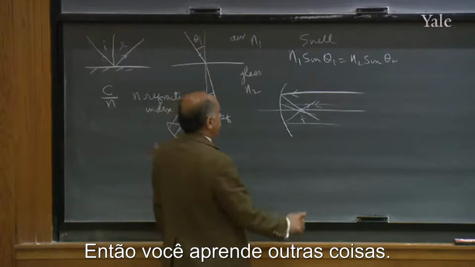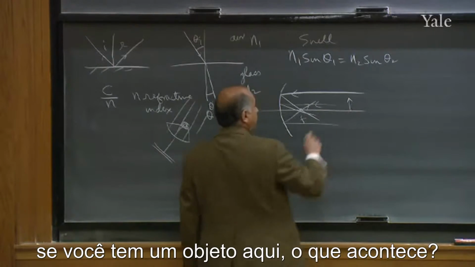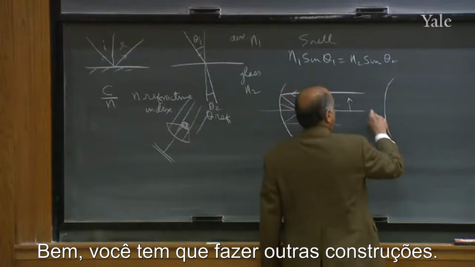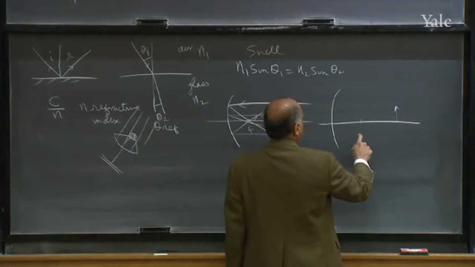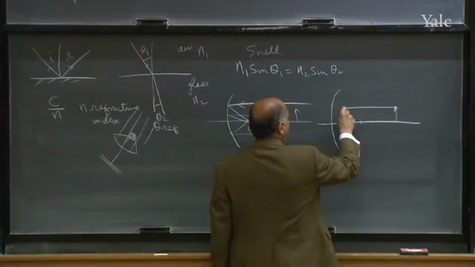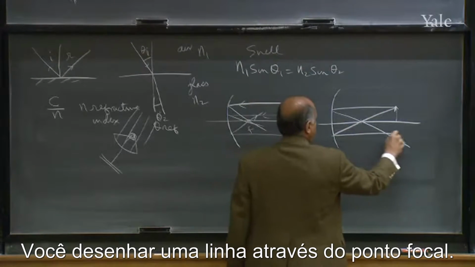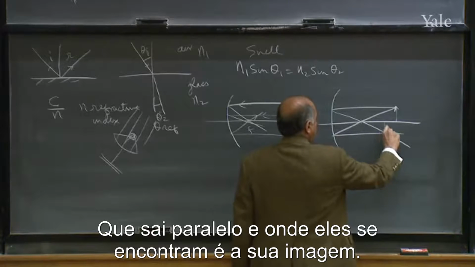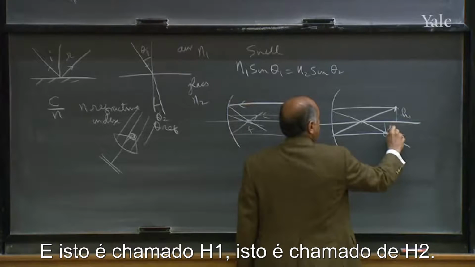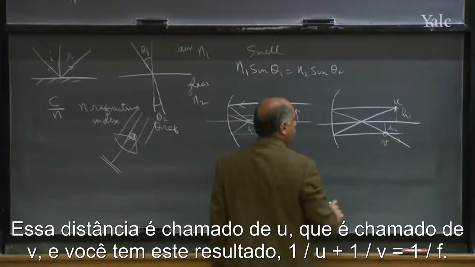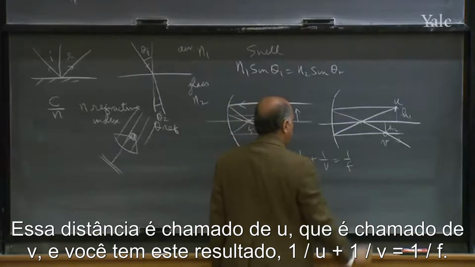Then you learn other stuff. If you don't have the object at infinity sending parallel rays, if you have an object here, what happens? Well, you have to do other constructions. If you have an object here, for example, you want to know what image will be formed. You draw a parallel line, and that goes to the focal point. You draw a line to the focal point, that comes out parallel, and where they meet is your image. This is called h1, this is called h2, that distance is called u, that's called b, and you have the result: 1 over u plus 1 over b is 1 over f.